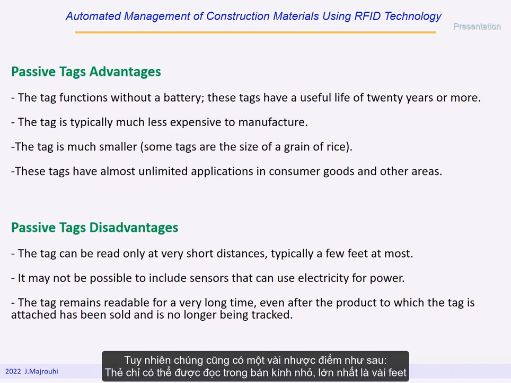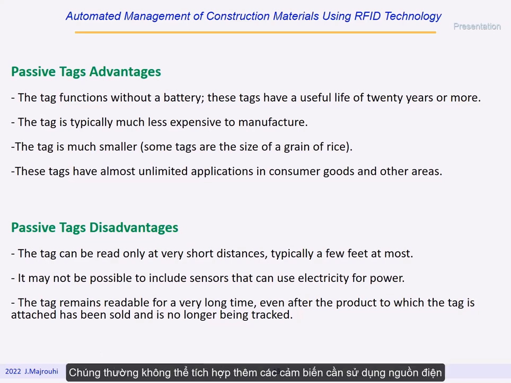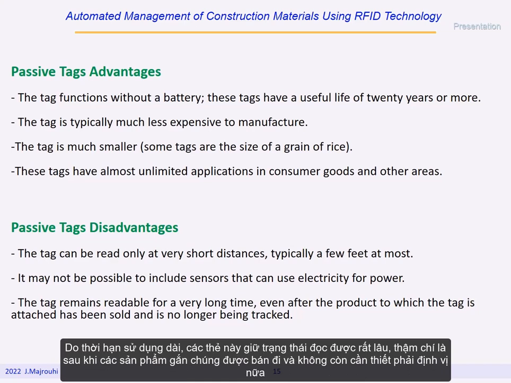But this type of tag's disadvantages are the tag can be read only at a very short distance, typically a few feet at most. It may not be possible to include sensors that can use electricity for power. The tag remains readable for a very long time even after the product to which the tag is attached has been sold and is no longer being tracked.